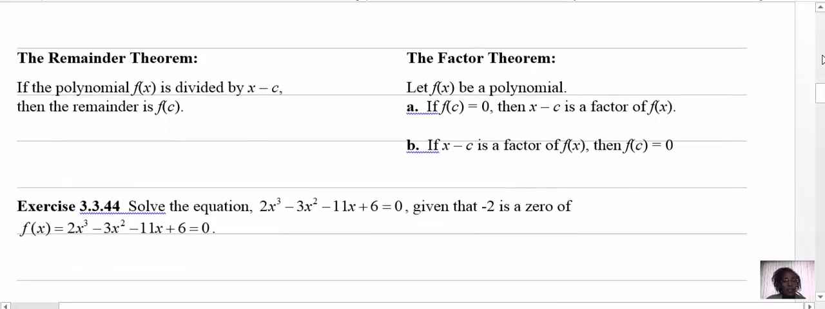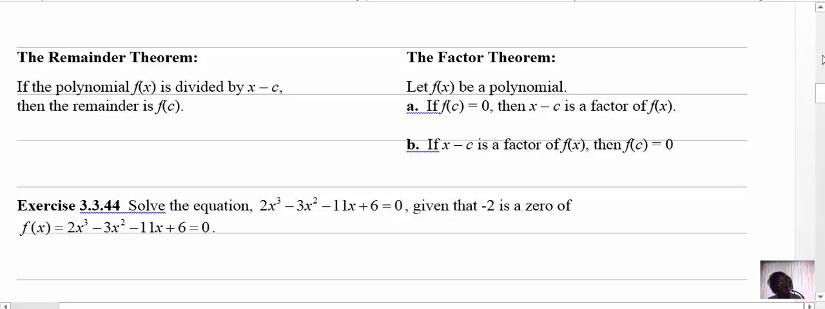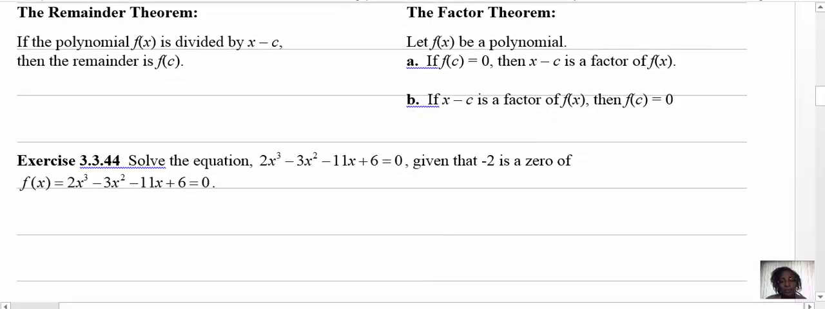Now, from these two processes, we get two really important theorems. One of those theorems is the remainder theorem. And this theorem basically says if the polynomial f of x is divided by x minus c, then the remainder that you're going to get when you carry out that division is f of c. And that's a really powerful result.